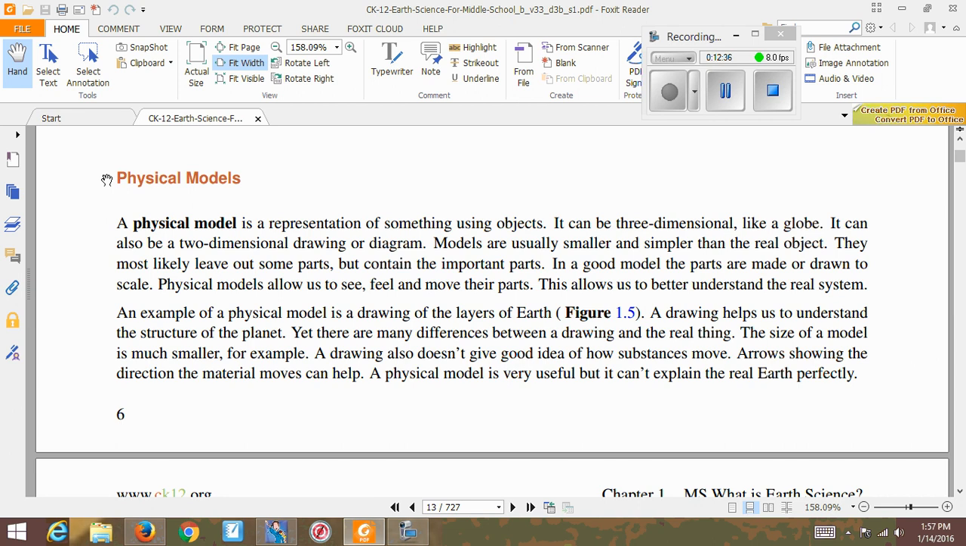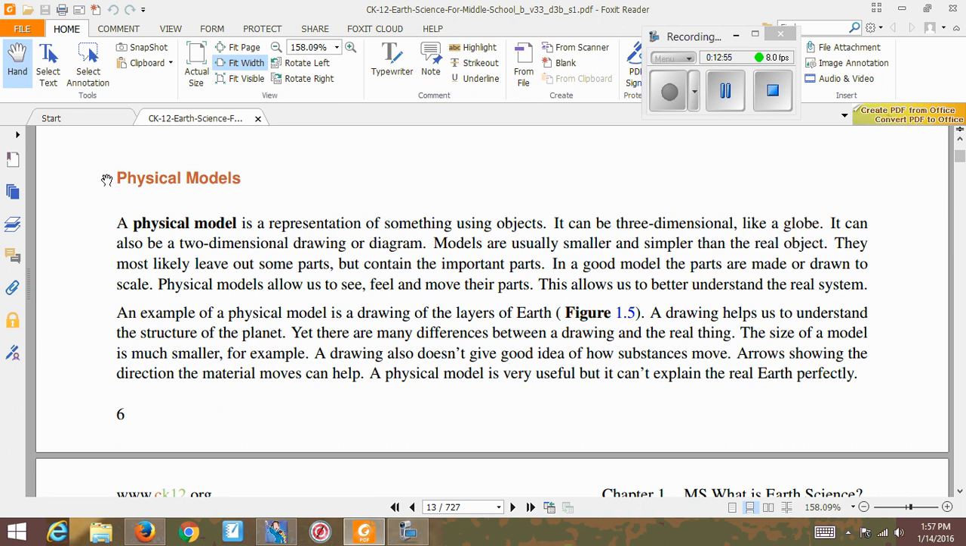A drawing also doesn't give a good idea of how the substances move. Arrows showing the direction the material moves can help. The physical model is very useful, but it can't explain the real Earth perfectly.